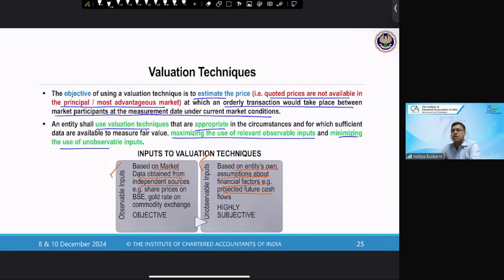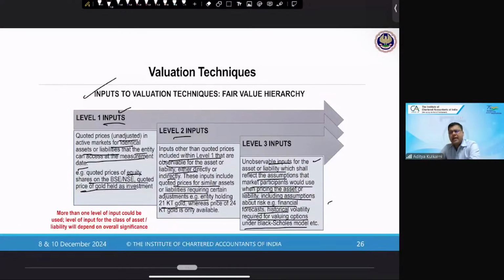And when you talk about unobservable inputs, these are basically your estimates and assumptions, where there is a risk of inbuilt bias. So these are based on the entity's own assumptions. For example, you have the DCF method of valuation. All the future cash flows are nothing but your estimates. Okay, so that is how you are going to look at it. So inputs to valuation techniques is done. We categorize them into three levels, level 1, 2, and 3. Level 1: these are unadjusted quoted prices. You take the value and put it as your fair value.